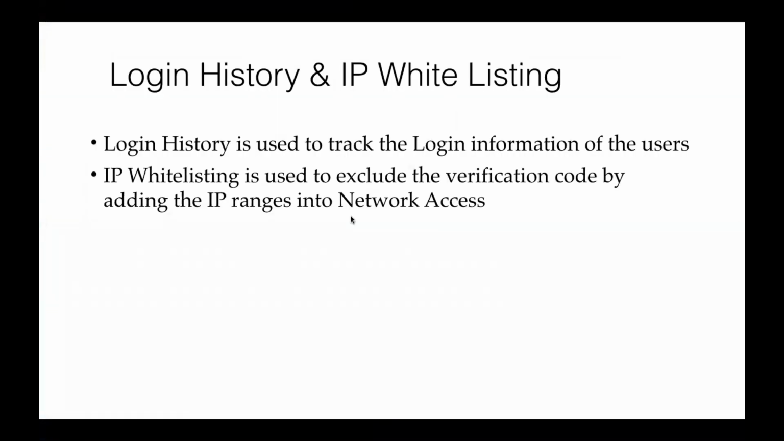So the next thing that we have is login history and IP whitelisting. Login history is basically used to track the login information of all the users, whether it has been successful, or the login has been blocked because of a certain number of invalid password attempts, or you are logging in from outside of your IP ranges. And IP ranges can be added at two places, one at the organization level and the other at the profile level.